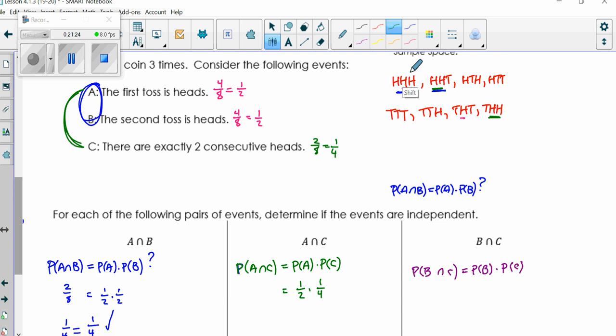So this one does not work because there's not 2 consecutive heads. This one works because there's a heads first and there's exactly 2 consecutive heads. And then nothing else works. This one has 2 consecutive heads, but the first toss is not heads. So there's only 1 out of 8. If we multiply the right side, we're going to get that 1/8 equals 1 times 1 is 1, 2 times 4 is 8. This is true, which means that these are independent events.